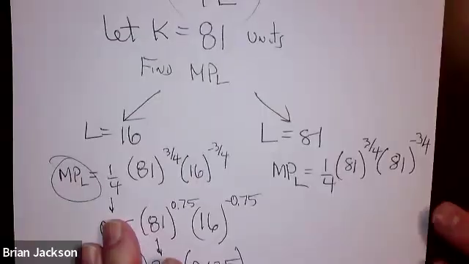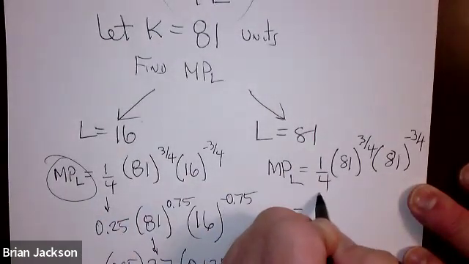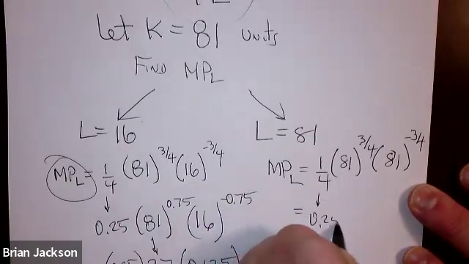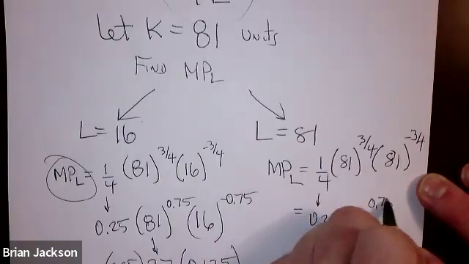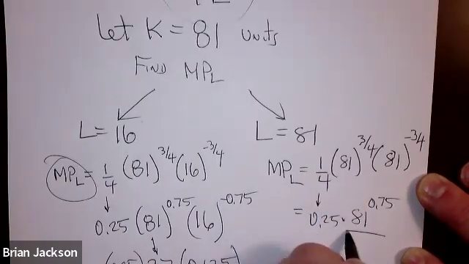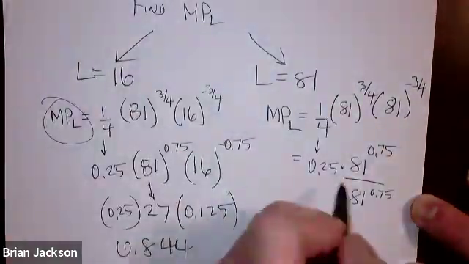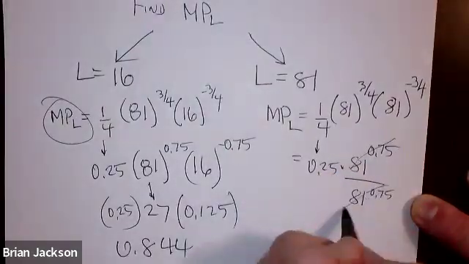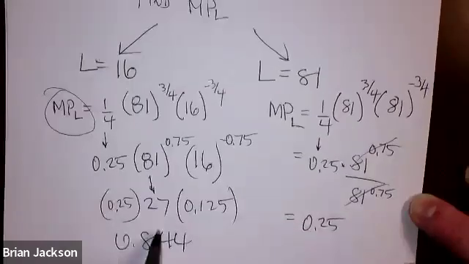And so, I don't know, you might be able to do this one in your head. Okay, this is kind of a special one. This is 0.25, 81 to the 0.75, divided by 81 to the 0.75. Remember, you can change the sign on your exponent by moving across the fraction bar. And guess what? These just cancel. So this is 0.25.